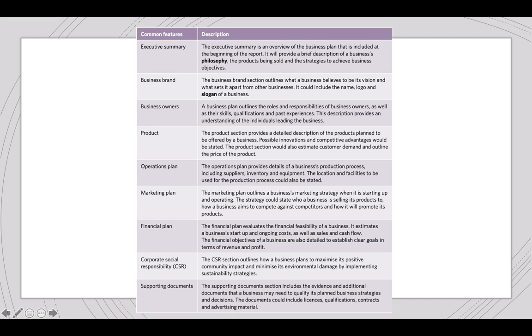Okay. And the last section is the supporting documents. So this is going to include any evidence, additional documents that a business may need to prove that this is what we are aiming to do. Okay. So licenses, qualifications, contracts, advertising material, anything that you have already developed or purchased in order to provide that evidence. Okay.